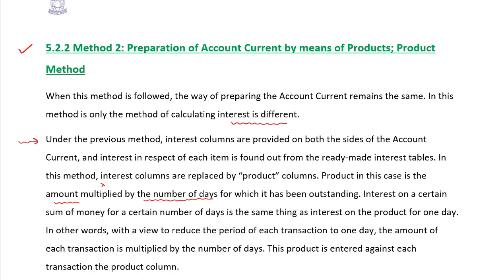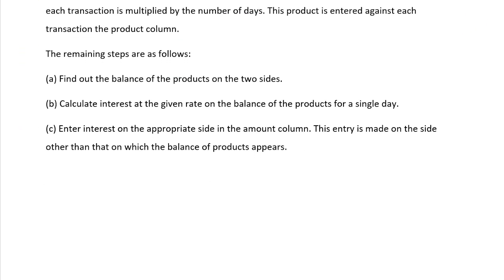Interest on a certain sum of money for a certain number of days is the same as interest on the product for 1 day. In other words, with a view to reduce the period of each transaction to 1 day, the amount of each transaction is multiplied by the number of days. The product is entered against each transaction in the product column. The remaining steps are as follows. Find the balances of the product on the two sides. Calculate the interest at a given rate on the balance of the product for a single day, 1 day.